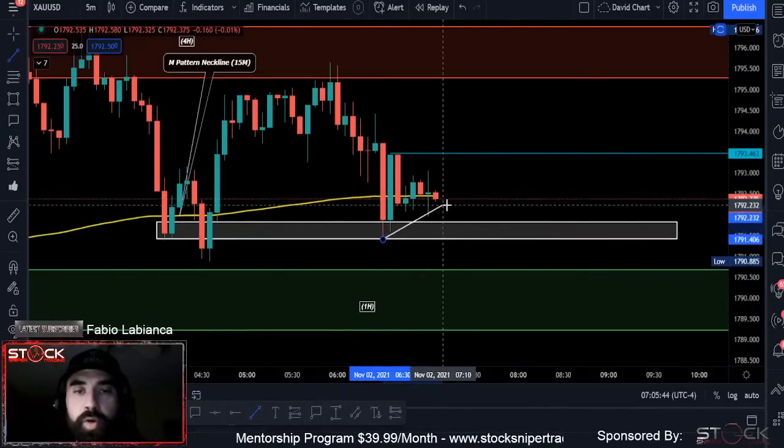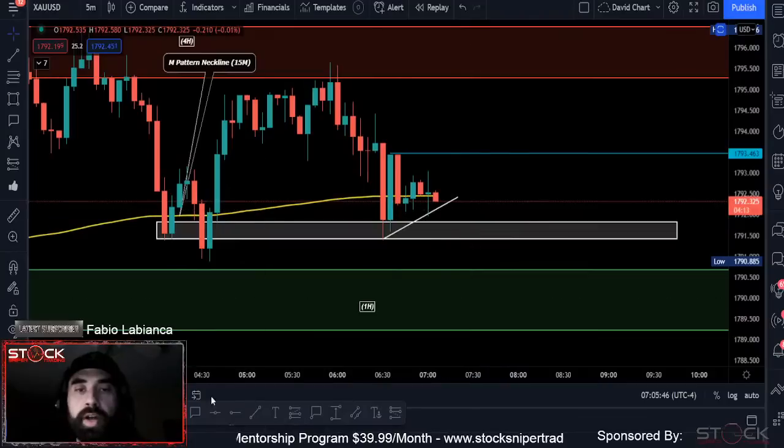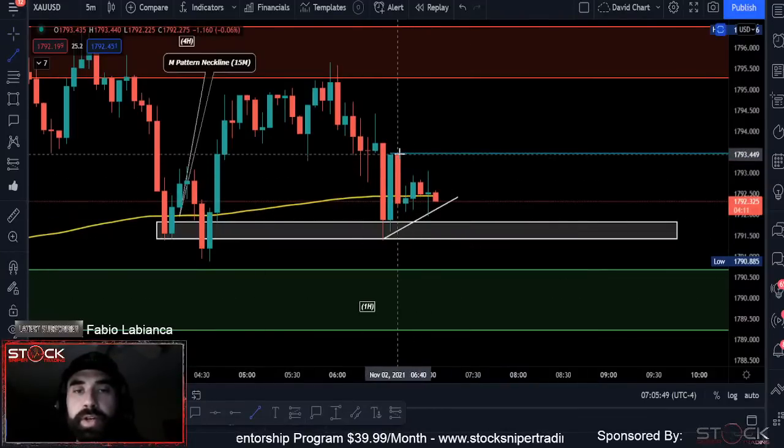You can see we're starting to form a little bit of an uptrend here on the 5, all right, but we're also battling that overall bearish downtrend, okay?